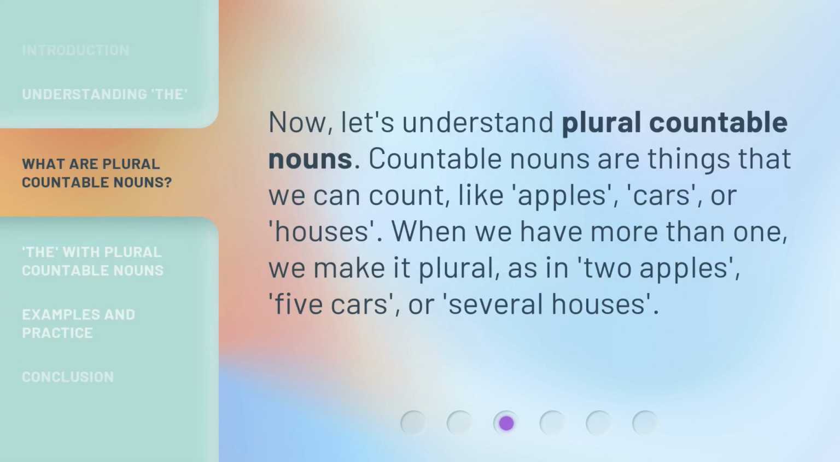Now, let's understand plural countable nouns. Countable nouns are things that we can count, like apples, cars, or houses. When we have more than one, we make it plural, as in 2 apples, 5 cars, or several houses.